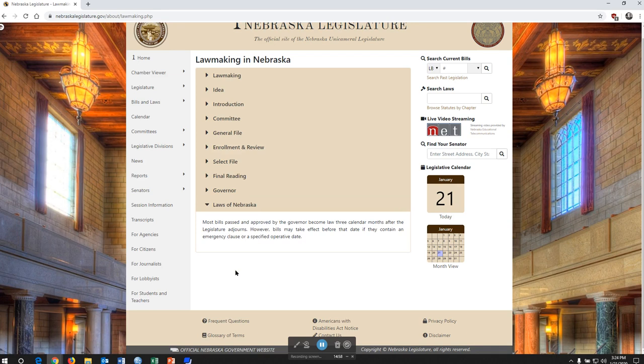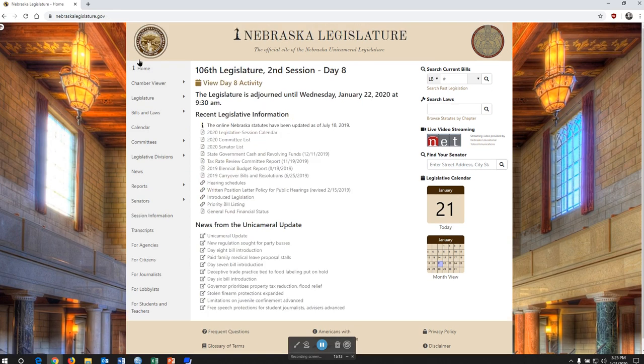So basically, the laws don't take effect right away unless they have an emergency clause attached to them. Most laws take effect about 3 months after the session is over. So that's the process. So why is that important? Let me go back to the home page. What I've asked you to do is look at bills, and this is going to be the last thing I'm going to do.